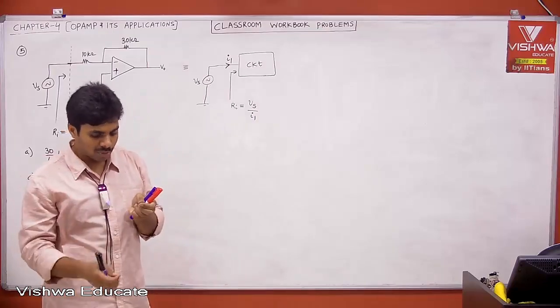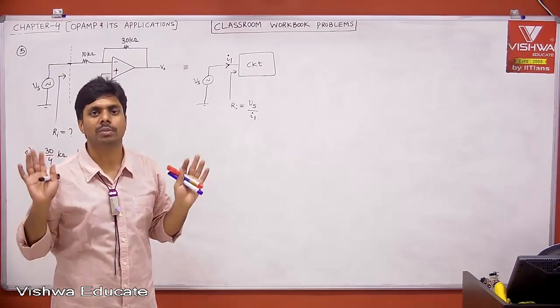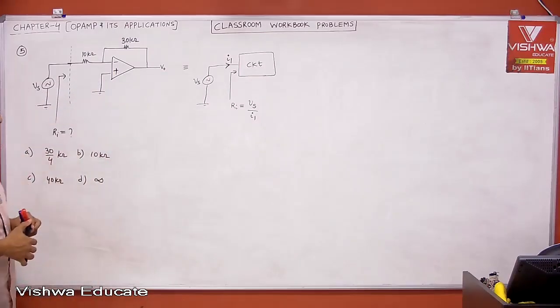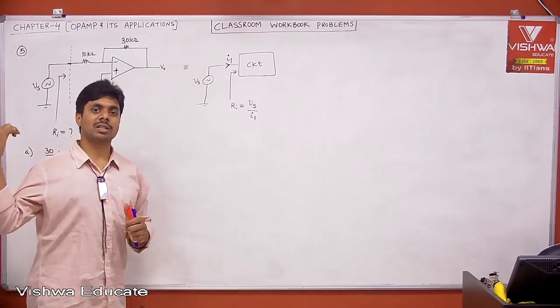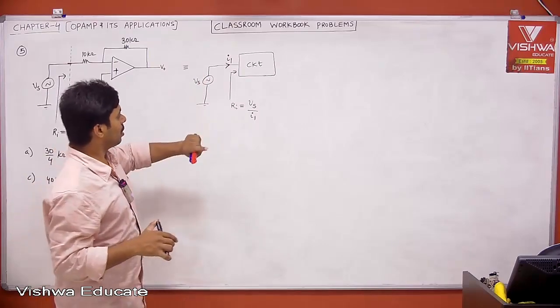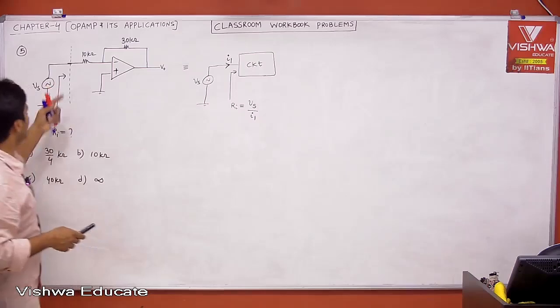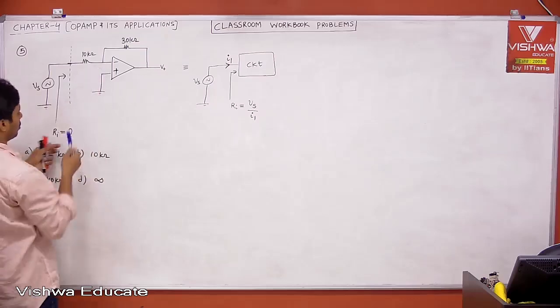Therefore, there is a port with respect to ground. Apply voltage, get the current. Voltage by current is nothing but your input impedance. Remember, this is the forward direction. Output impedance is in the reverse direction, so that is different. Now, if you know I1, the problem is over. How to find I1? I1 is nothing but the current entering into this node.